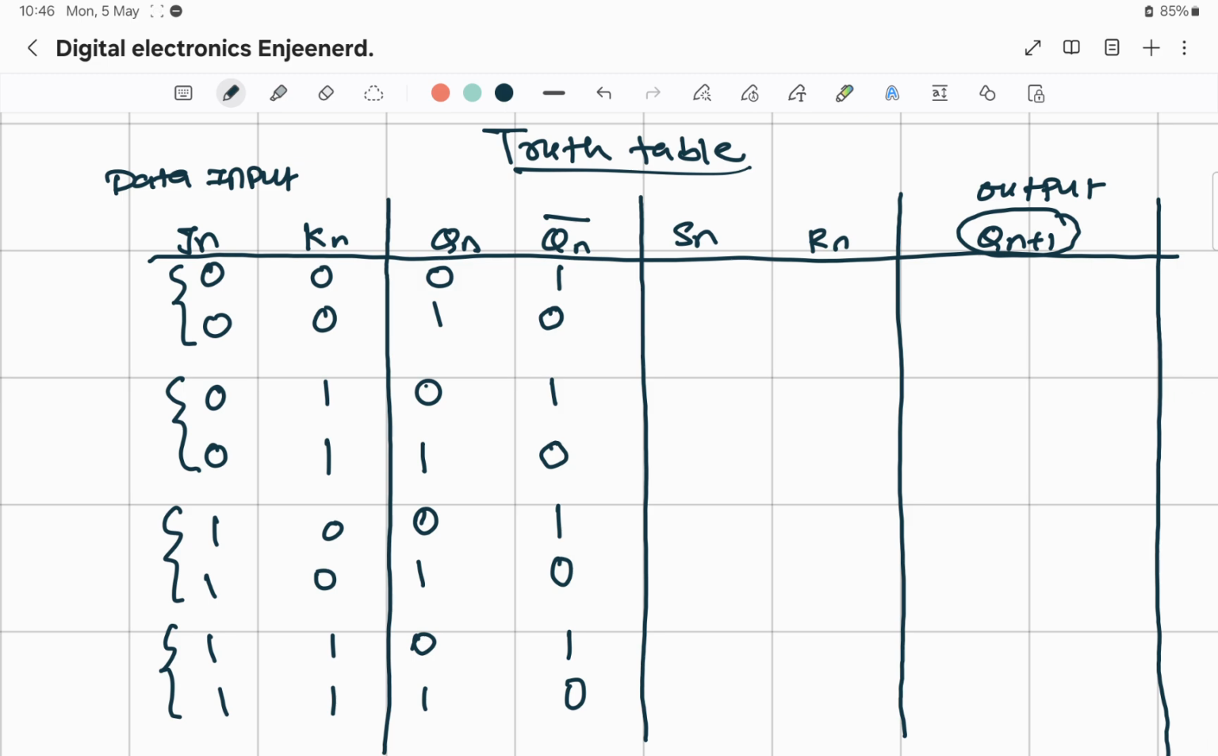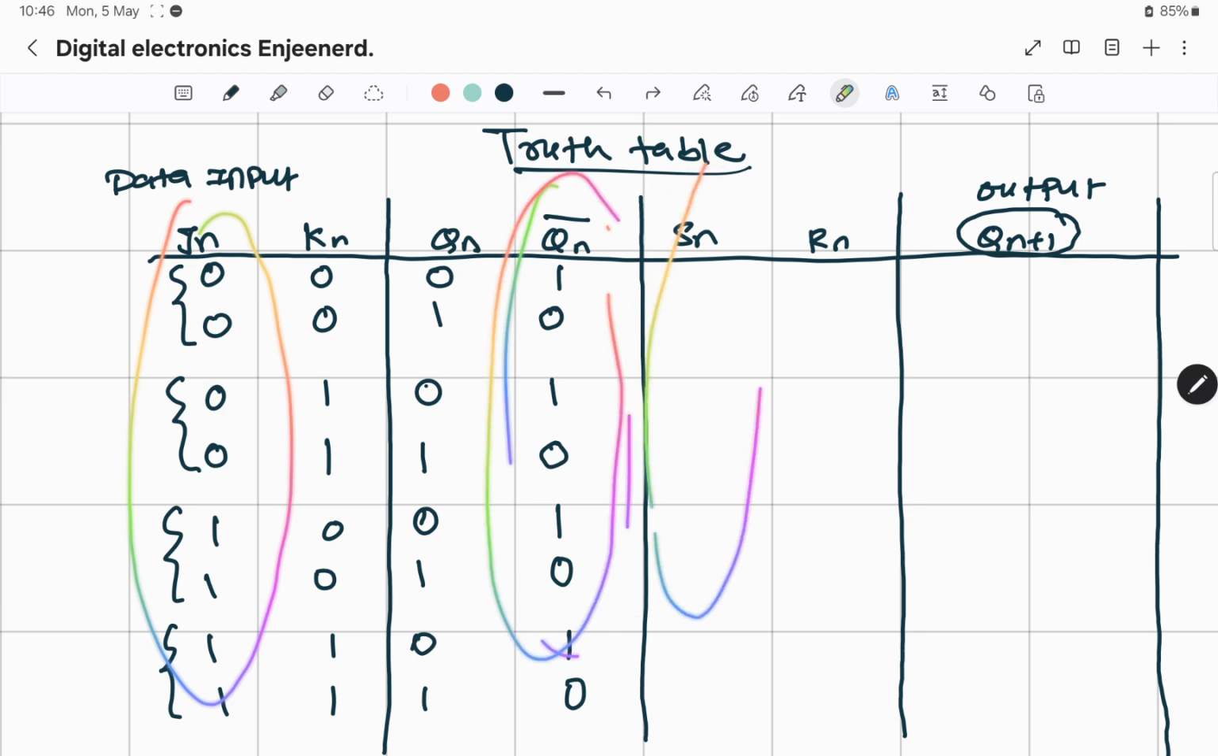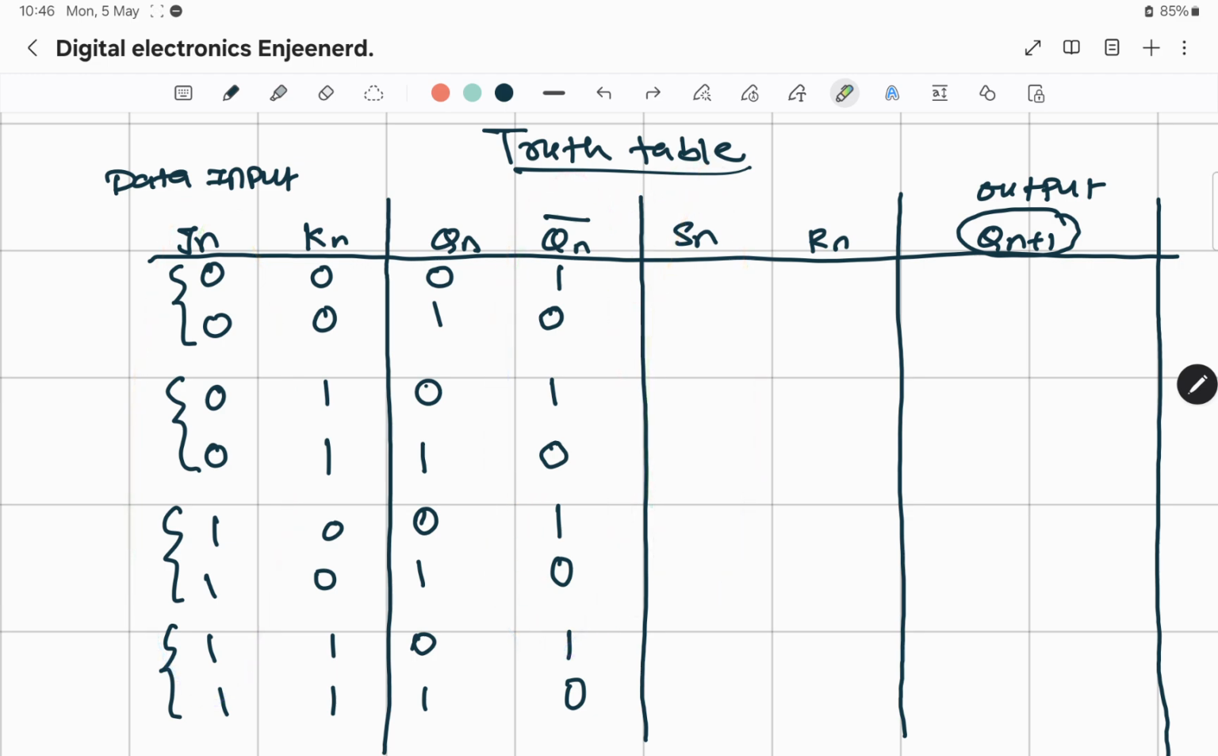So S is equal to J into Q bar. So this is my column of J. This is my entire column of J. And Q bar. This is what you have to multiply to get your value of S, right? So I'll quickly write down the values.